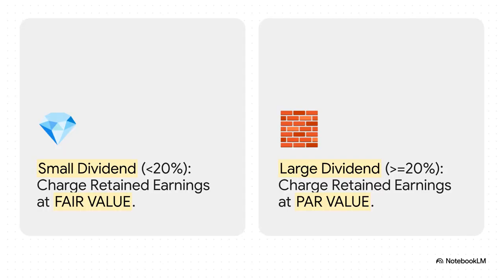So here's the rule in a nutshell. For a small dividend, anything less than 20%, you have to use the fair value of the shares to decrease retained earnings. Why? Well, the thinking is that it's small enough to feel like a real substitute for a cash dividend, so we use its current market price. But for a large dividend, 20% or more, you only use the par value. That's because a massive distribution like this is seen less as a dividend and more like a total company restructure, kind of like a share split.